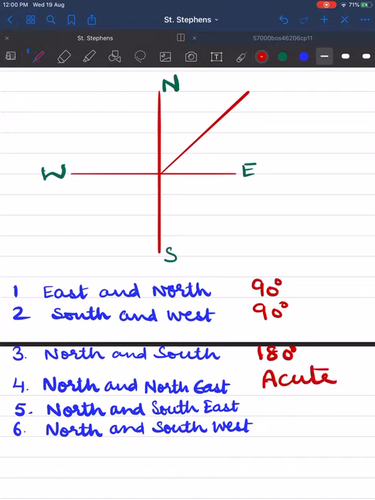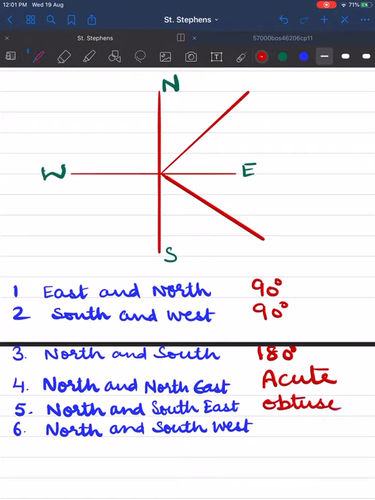Now north and southeast. So the angle lies between here, southeast. So let's draw. So it is somewhere here. So we observe that this angle is greater than 90 degrees but less than 180 degrees. So it is an obtuse angle.